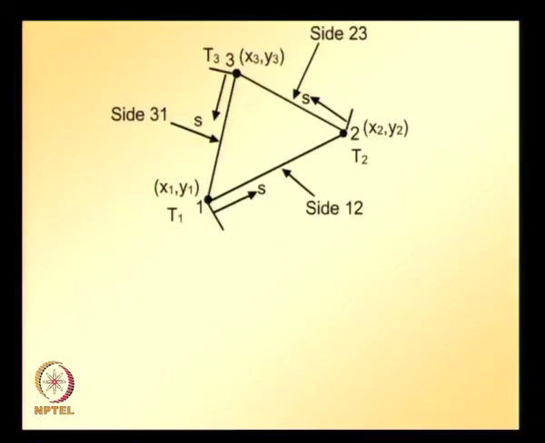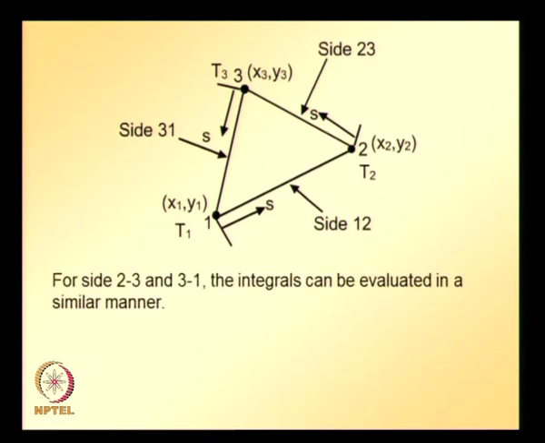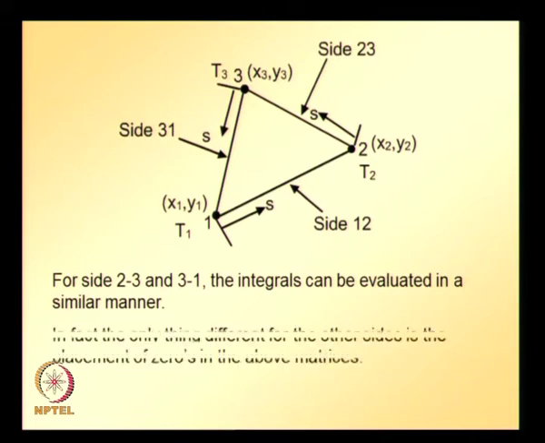Similarly, R beta along side 1, 2. So all this procedure which we have seen earlier needs to be repeated once we identify the corresponding parameters for this ideal fluid flow around an irregular object. For sides 2, 3 and 3, 1, the integrals can be evaluated in a similar manner, and the only difference is going to be the placement of zeros in the matrices consisting of shape functions.